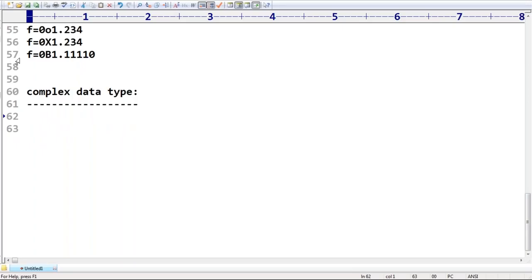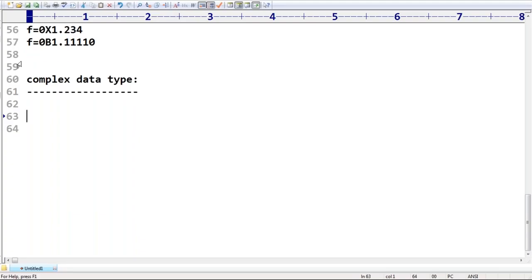Do you know in mathematics, complex numbers, somewhere in general mathematics, intermediate mathematics, you may have complex numbers. What is the format of complex data type? A complex number is of the form a plus bj. Remember that, a plus bj. Something like 3 plus 5j.